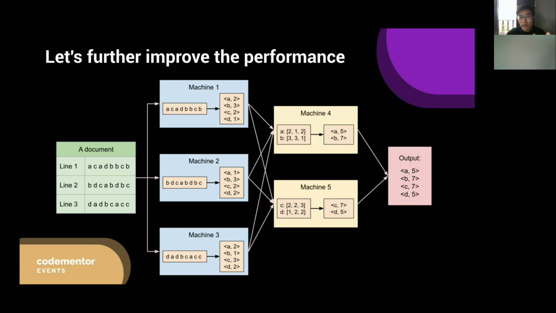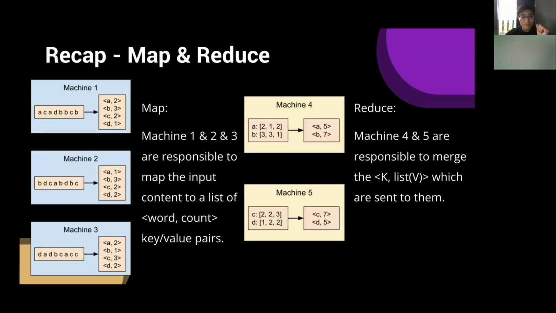Actually, the idea we mentioned above is exactly what MapReduce does. Let's do a small recap. In the map stage, in our previous diagram, machines 1, 2, 3 are responsible to map the input content to a list of word and count key-value pairs. In the reduce stage, machines 4 and 5 are responsible to merge the key and list of values which are sent to them.